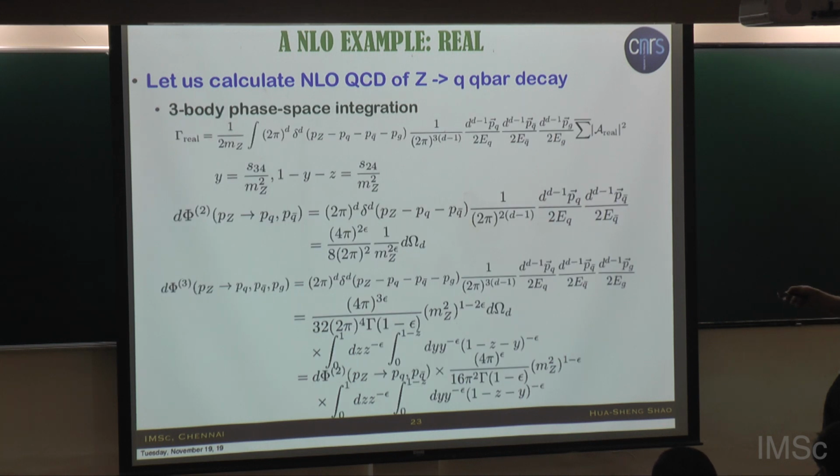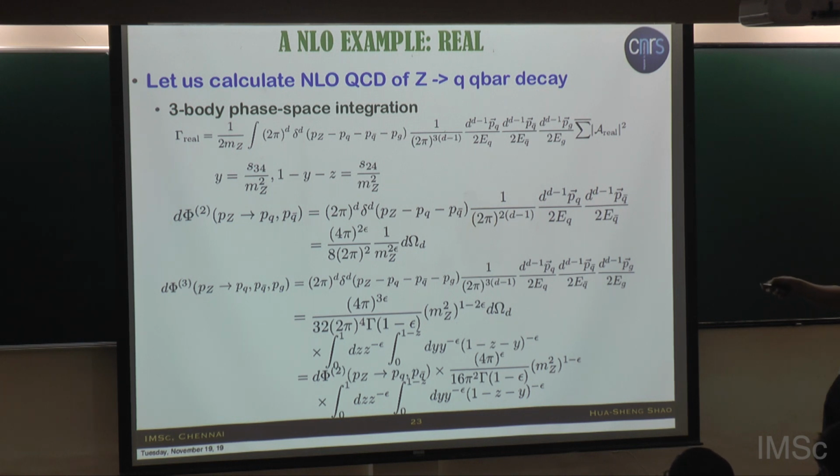The point is we need to do the phase space integration. And the phase space integration is not like previously in the Born. I actually also write D dimensions. The reason is that the phase space integration in the real emission is also divergent. So I need to do the D dimension regularization for the phase space integration as well. So I write in general the 3-body phase space integration times my real matrix element squared, in D dimensions.